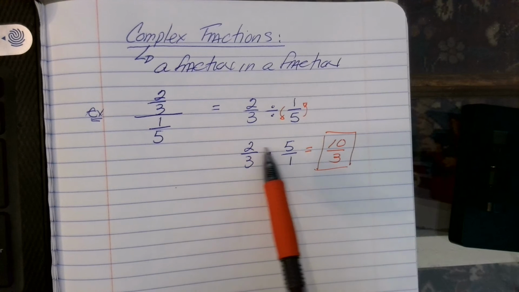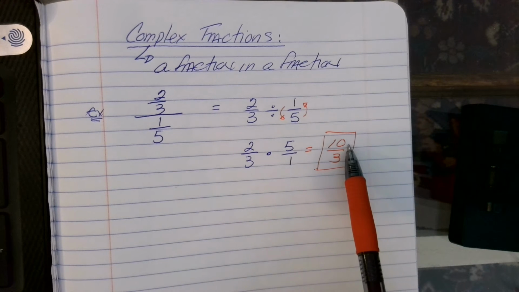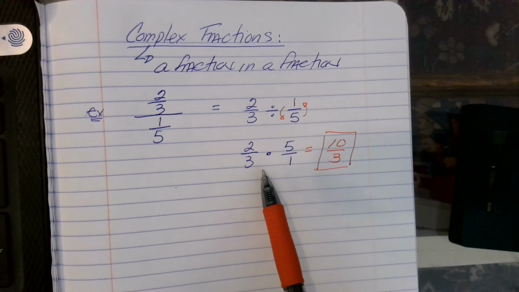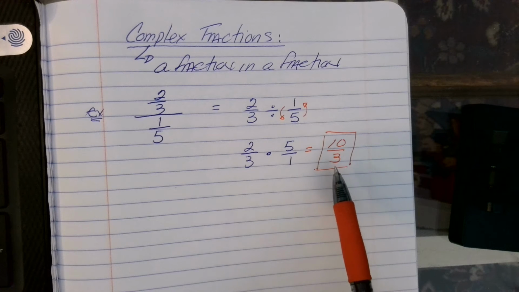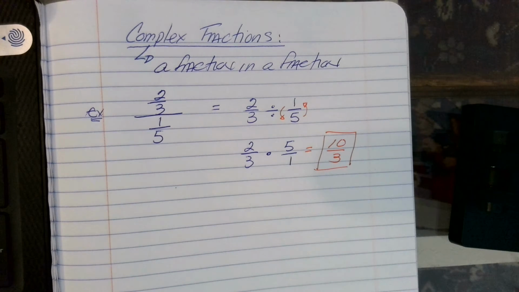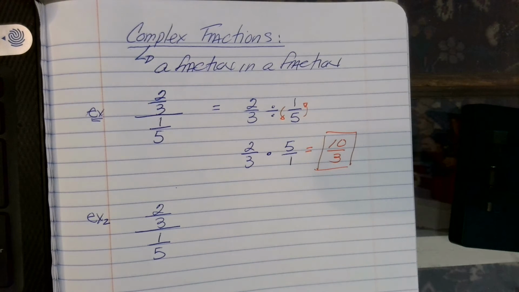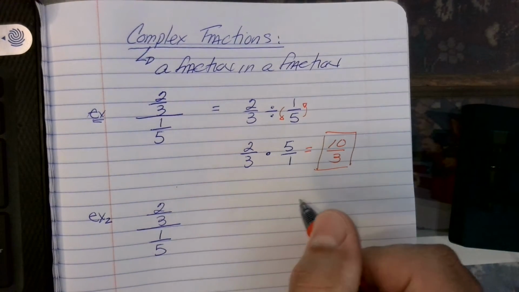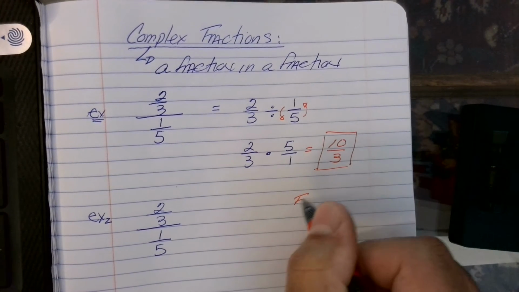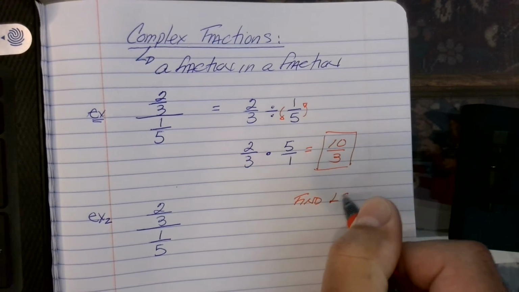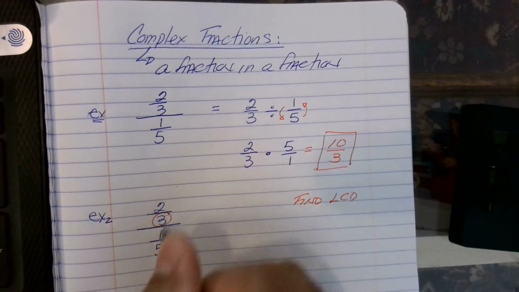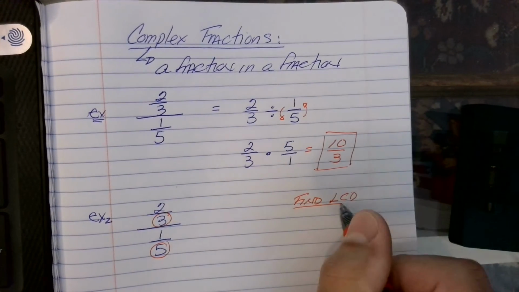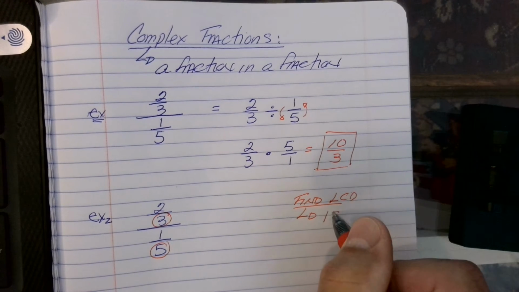You could multiply the numerators, 2 times 5, get 10. Multiply the denominators, 3 times 1 is 3. A better way might be to approach this by finding the LCD of each one of these fractions. So in this example, the LCD would be 15.